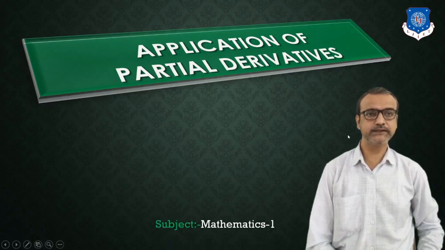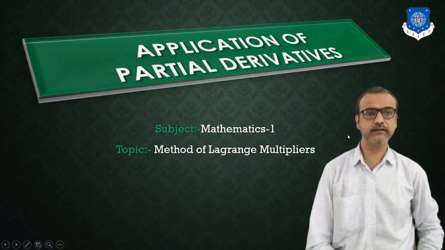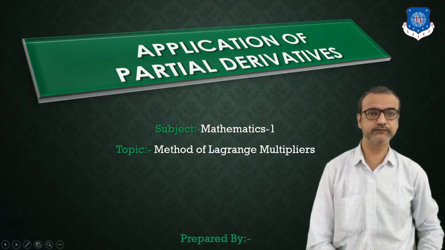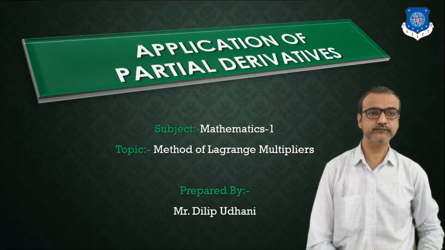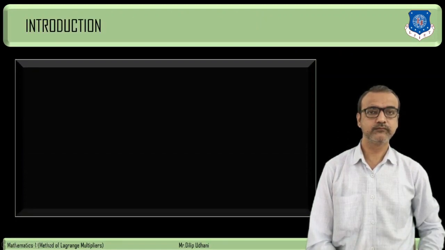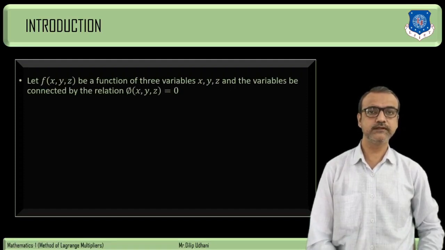In application of partial derivative, today's topic is method of Lagrange multipliers. So in this method, we will see how to find out the maximum or minimum value of a given function subjected to given condition. So let's start. So first of all, we will see the process how to find out the maximum or a minimum value of a given function subjected to given condition using method of Lagrange multiplier.